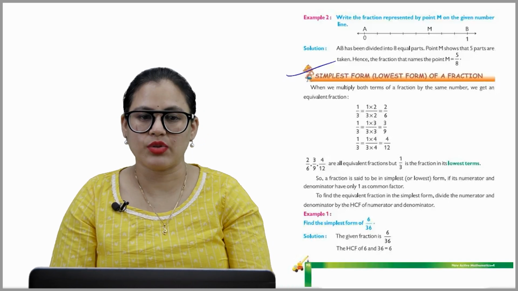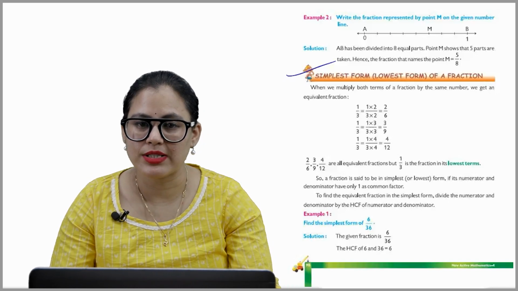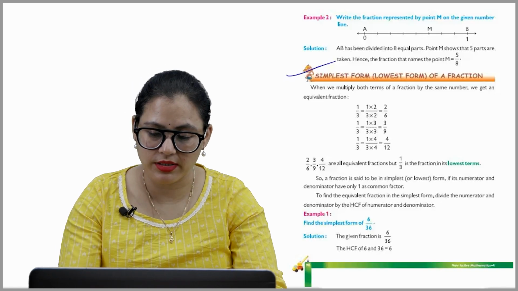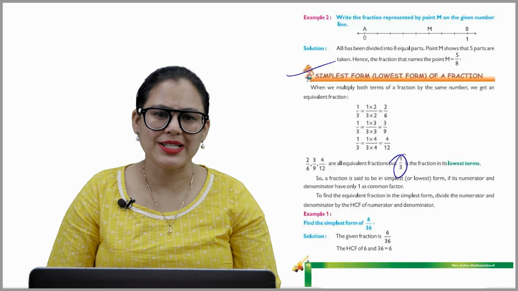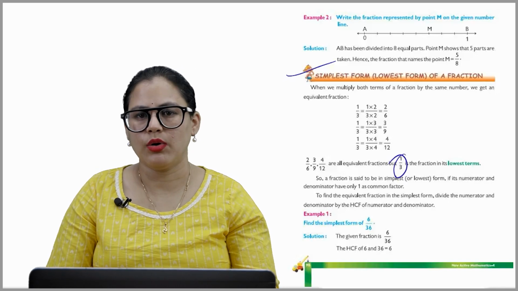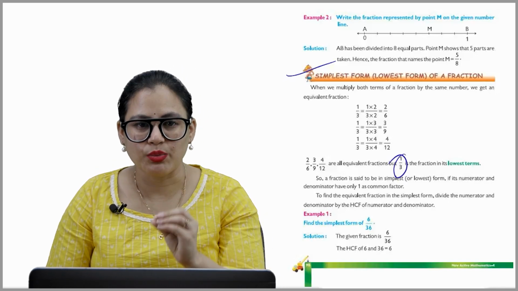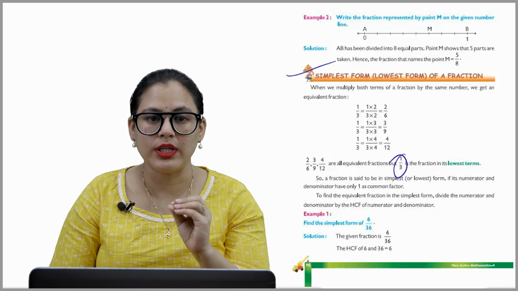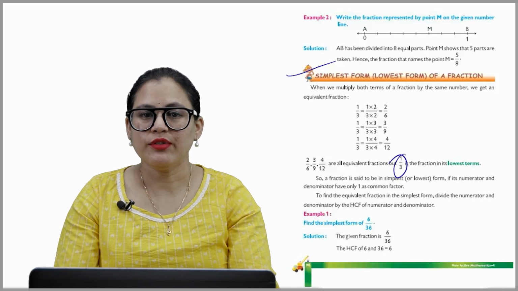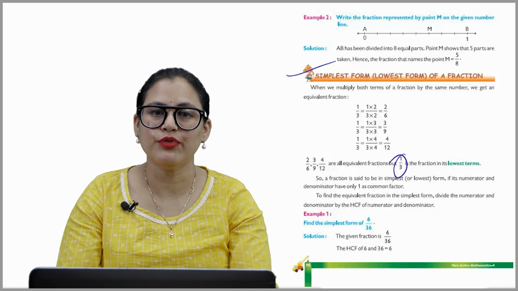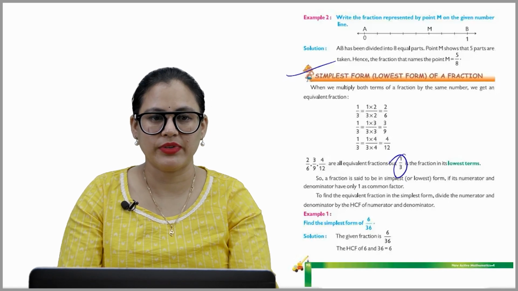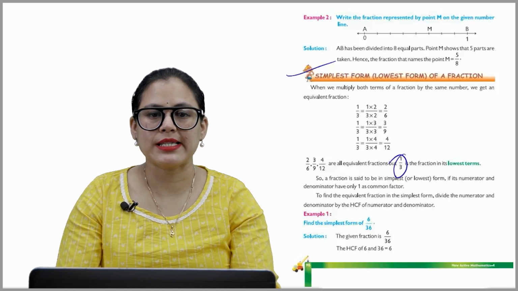So 2 by 6, 3 by 9, 4 by 12 are all equivalent fractions, but 1 by 3 is the fraction in its lowest terms. A fraction is said to be in lowest term or lowest form or simplest form if its numerator and denominator have only one as common factor. To find the equivalent fraction in the simplest form, divide the numerator and denominator by the HCF of numerator and denominator. Example 1. Find the simplest form of 6 by 36.